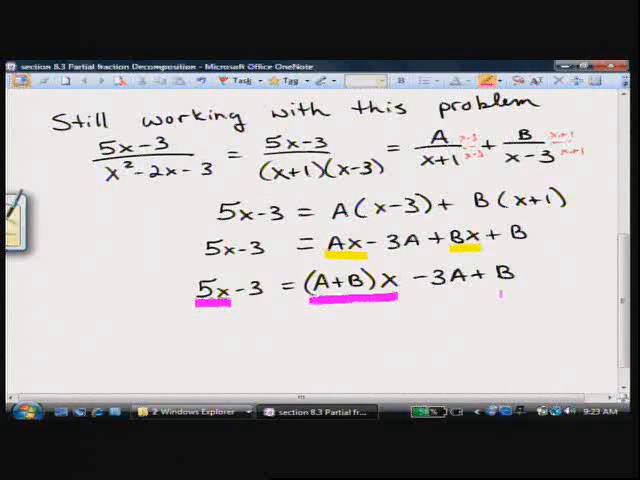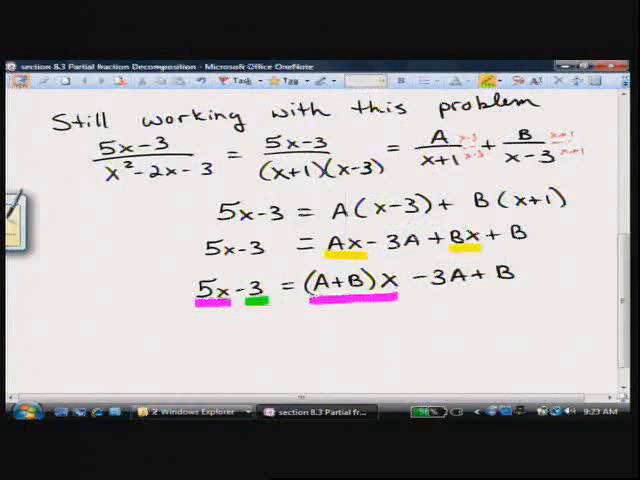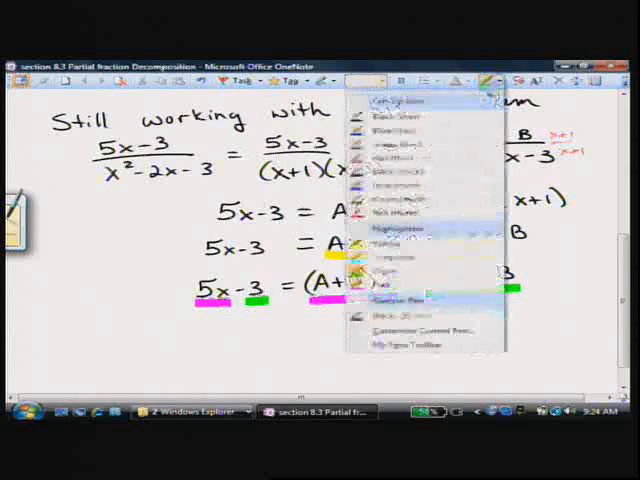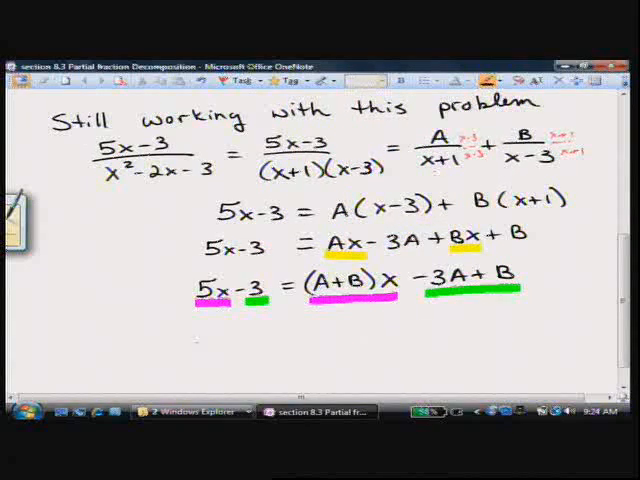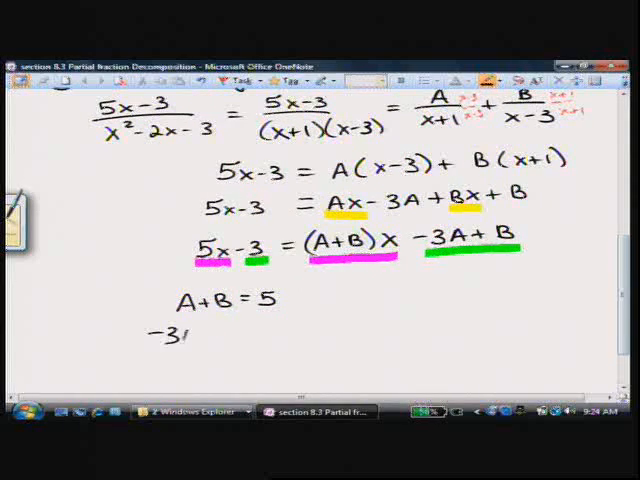Does that make sense? So in the same light, negative 3 has to be equal to this expression, negative 3a plus b. Okay? So you will say that a plus b is equal to 5, and you will also say that negative 3a plus b has to be equal to negative 3. Okay? So we're just doing algebra. It's not that bad. It's kind of fun, actually.